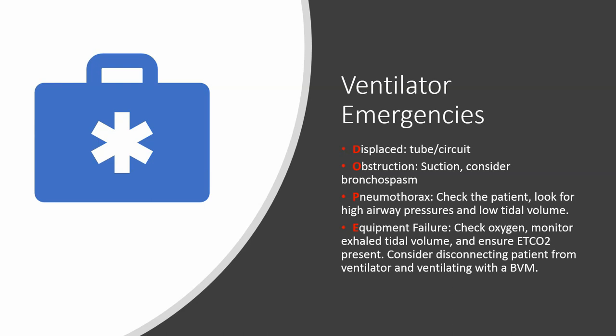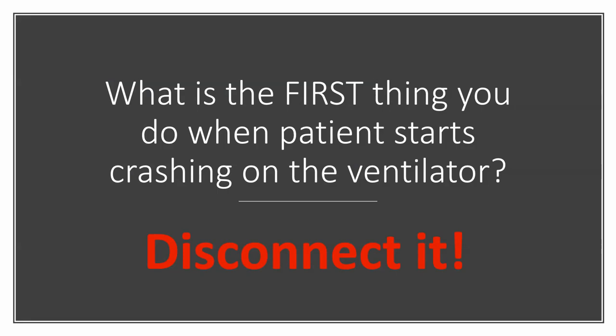If you think you have equipment failure, the first thing you should do is consider disconnecting a patient from the ventilator and ventilating with a BVM. In fact, anytime you have a patient who was doing well on the ventilator or with BVM ventilation, and you put them on your mechanical ventilator and they start becoming unstable, what is the very first thing you should do? Take them off of your ventilator and ventilate with a BVM. This is a very simple solution, but it's one that is commonly overlooked because the patient can start crashing and people want to try to troubleshoot the ventilator thinking that that will fix it.